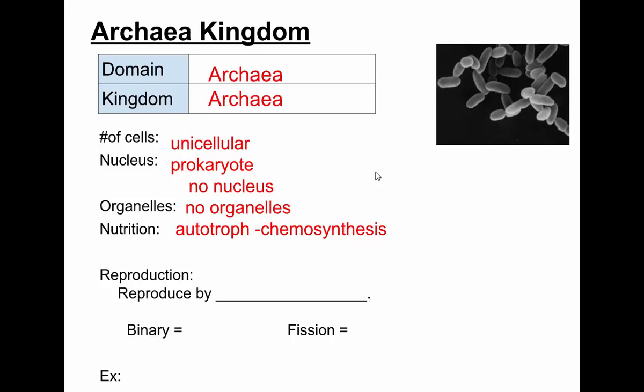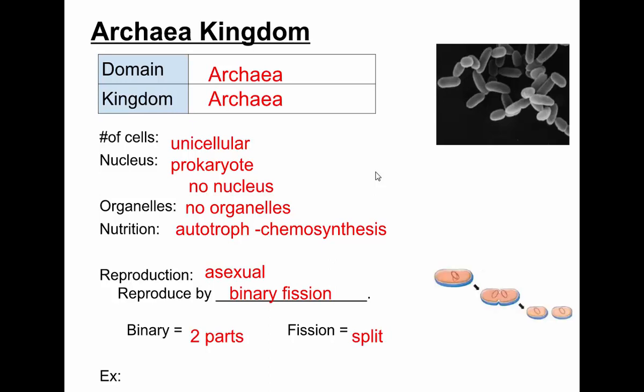Archaea, reproduction, they reproduce asexually, which, as we learned previously, means there's only one parent organism, and the offspring are copies. And basically, the organism just splits into two. It's called binary fission. The word binary means two parts. The word fission means to split, so it just splits in two. The original parent organism just kind of splits, divides, and then you have two archaea.